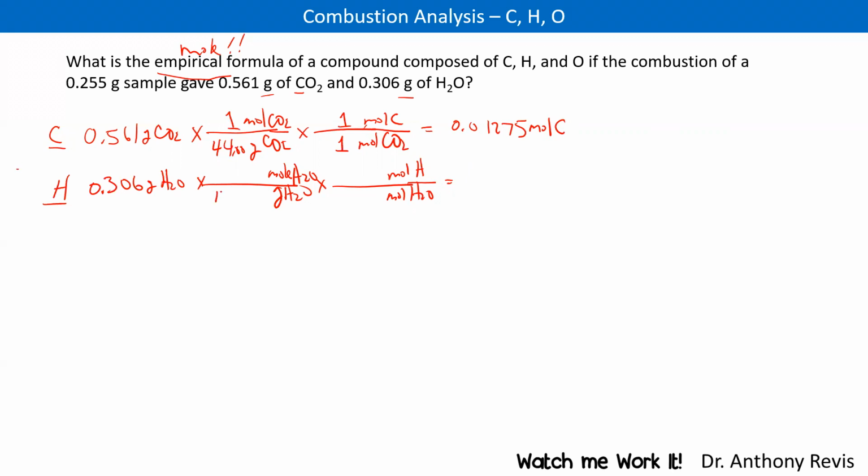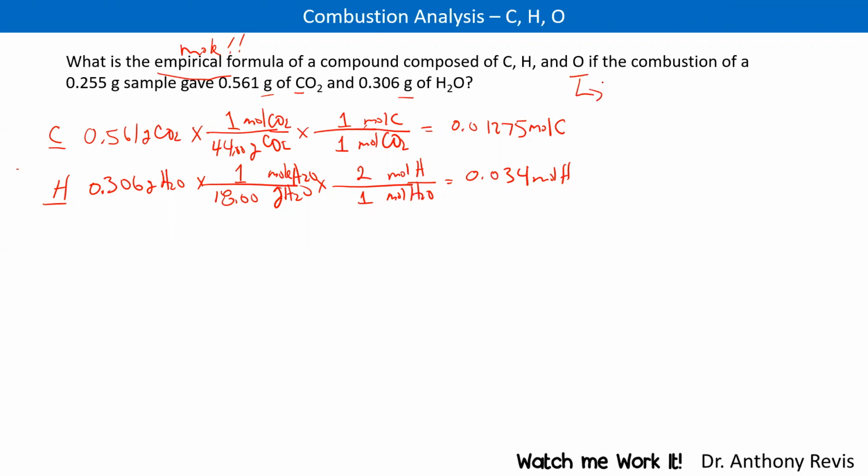Let's do likewise with hydrogen. We have the gram per mole of water is 18 to 1 by calculating 2 times hydrogen plus 1 oxygen using values from the periodic table. Here we have 1 mole of water, and in that 1 mole of water, we have 2 moles of hydrogen. So here we have this value. If we punch through in the calculator, we get the mole of H.